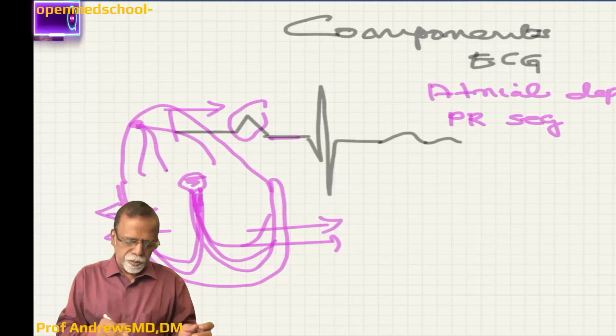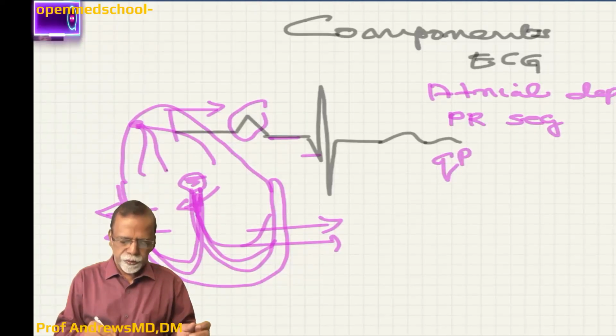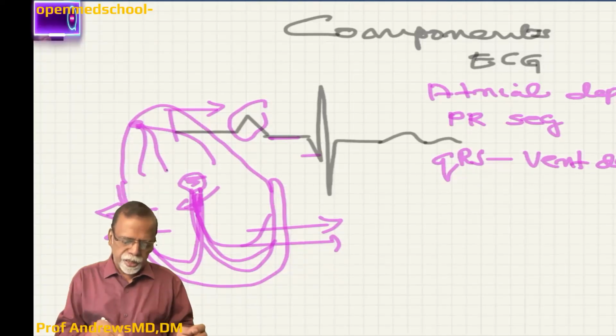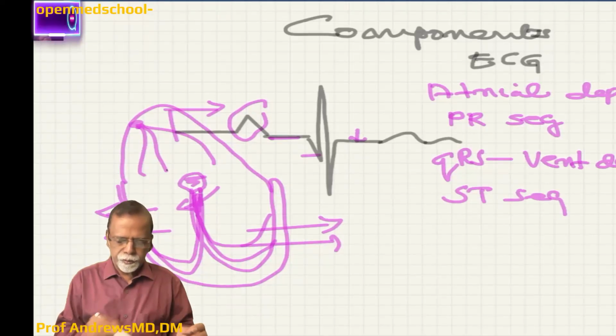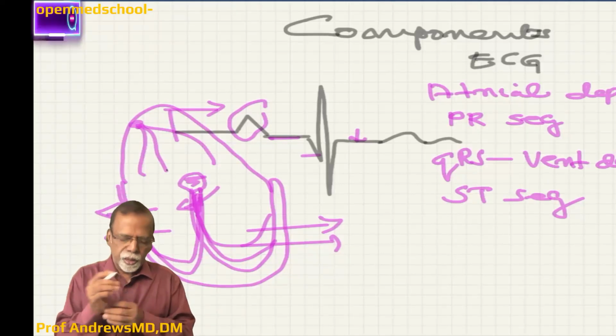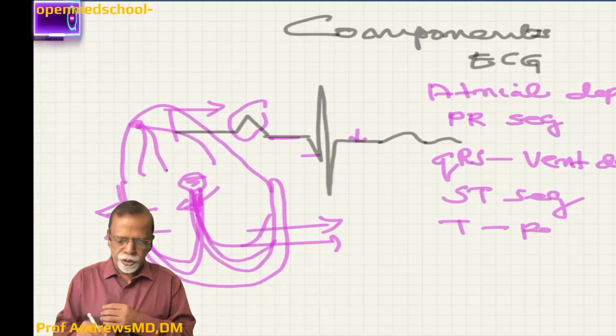And then comes the septal depolarization. It forms the normal Q. So the QRS complex is due to ventricular depolarization. Then again there is an electrical silence. That period is the ST segment. This is followed by repolarization that leads on to the T wave. So the T wave is due to repolarization of the ventricles.